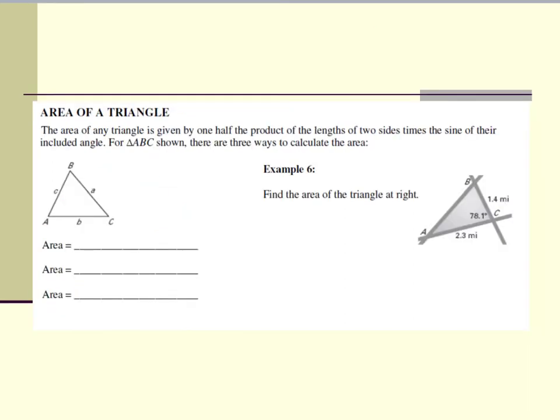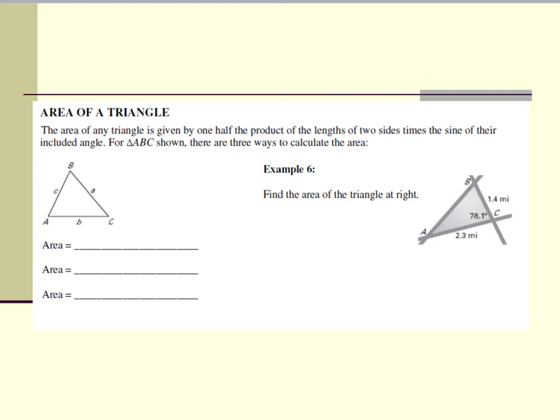This is our last thing for this lesson, the area of a triangle. It says right here, the area of any triangle is given by 1/2 the product of the lengths of two sides times the sine of their included angle. Notice, C and B are two sides, and the included angle is angle A. B and A are two sides, and the included angle is angle C. C and A are two sides, and the included angle is angle B. So we're going to use different letters for these.